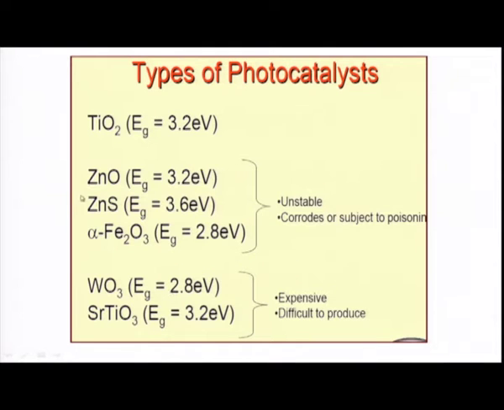If you look at these materials, zinc and iron compounds are unstable and also corrode or are subject to poisoning. For example, zinc sulfide on exposure to light becomes corroded, sometimes oxidized to zinc sulfate. The other materials, such as tungsten oxide and mixed metal titanium oxide, are expensive as well as very difficult to produce, whereas titanium dioxide with a band gap of about 3.2 electron volts is very easy to prepare, and we will see some of these aspects of titanium dioxide.